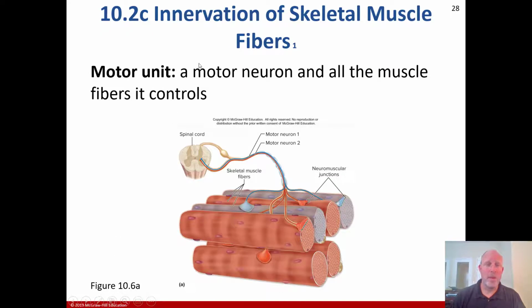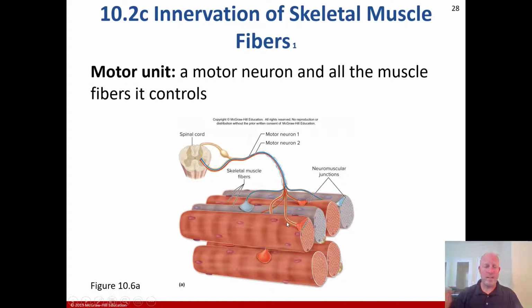That being said, innervation of skeletal muscle fibers. The motor unit is a motor neuron and all the muscle fibers it controls. So a motor neuron and all the fibers it controls is a motor unit. Our spinal cord is basically sending and receiving feedback. You have our motor neuron here and the neuromuscular junctions, the attachment where the neuron meets the muscle, basically the sarcolemma, that part of the muscle fibers themselves, to be able to fire the muscle fibers.